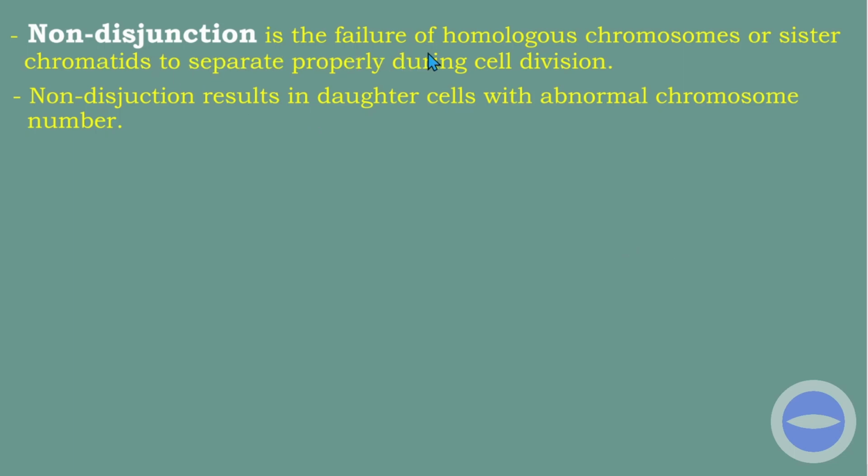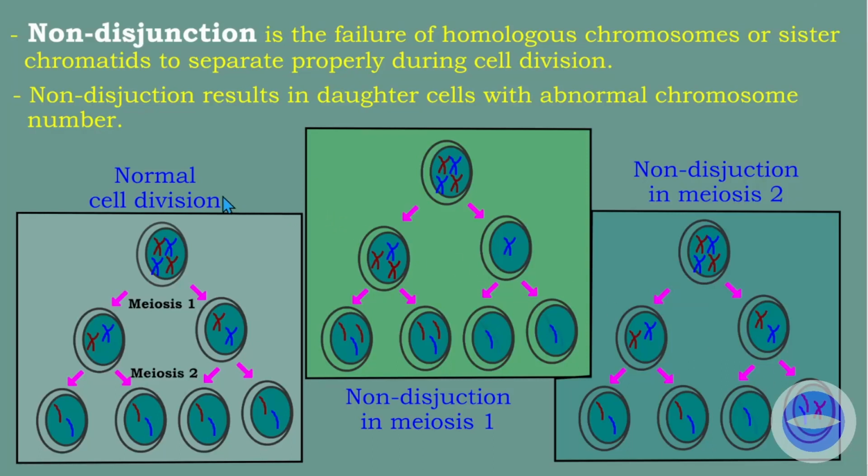Non-disjunction is the failure of homologous chromosomes or sister chromatids to separate properly during cell division. Another thing, non-disjunction results in daughter cells with abnormal chromosome numbers. I will show you a couple of examples here.